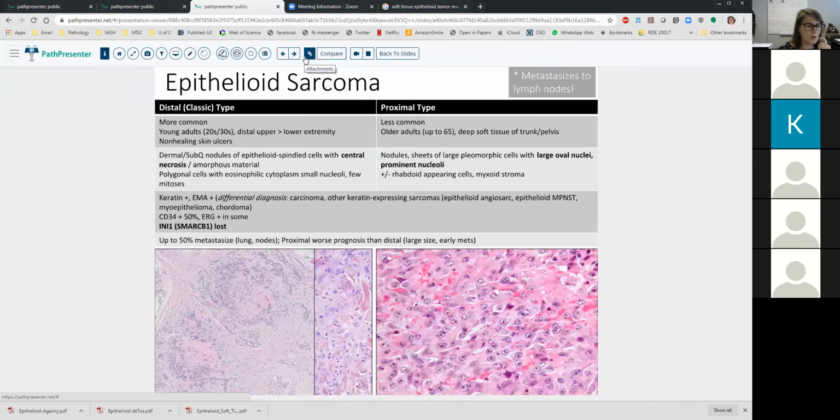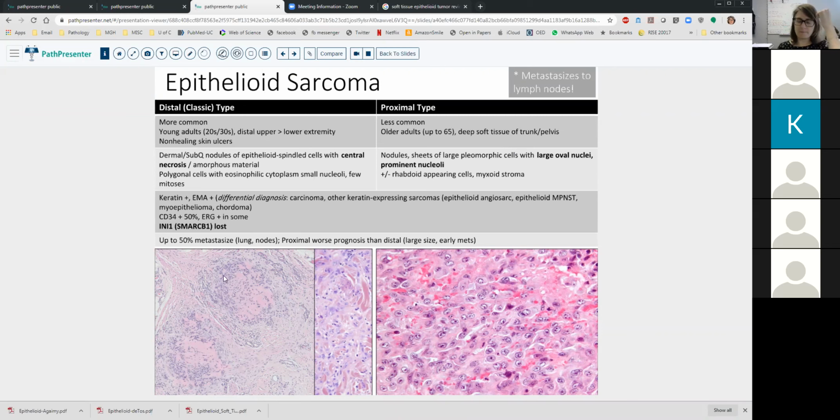So when you're either in the distal extremities or proximal trunk and you have this morphology and you have keratin positivity, think about doing an INI1 and it will be lost in 100% of these, okay? So it is essentially diagnostic.